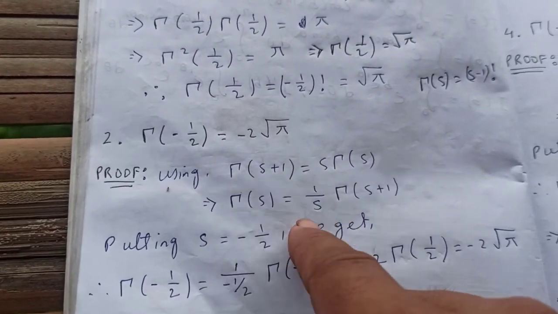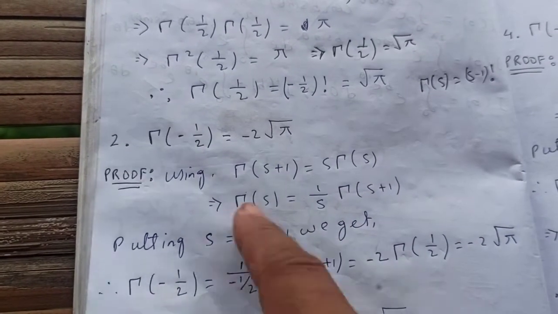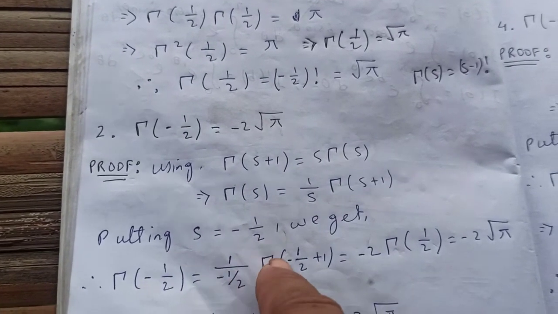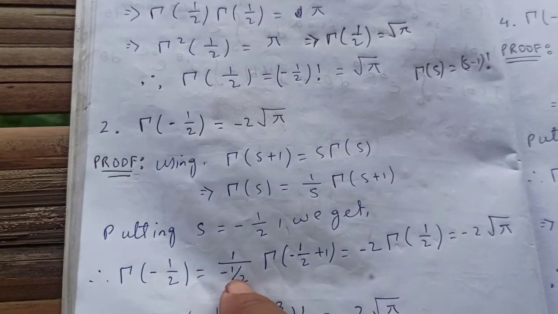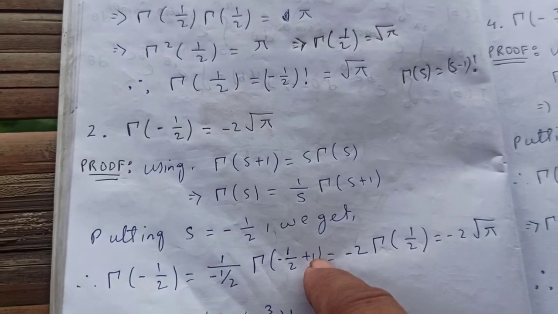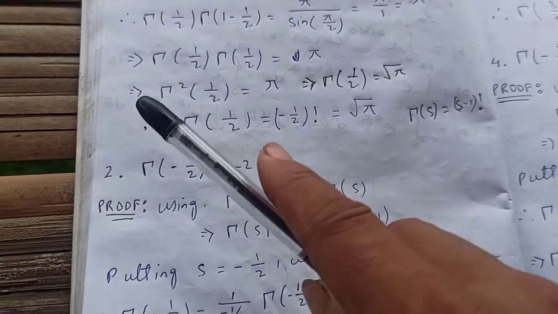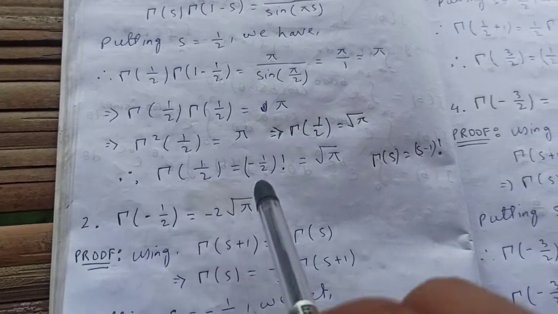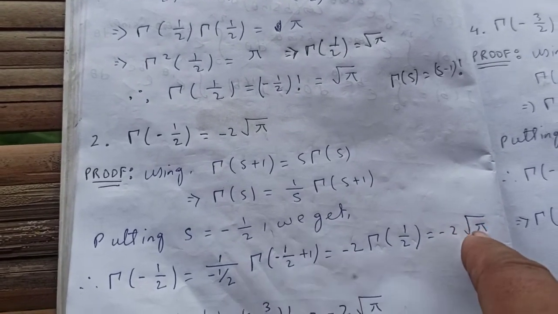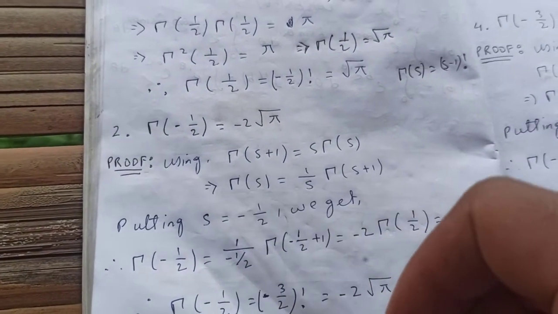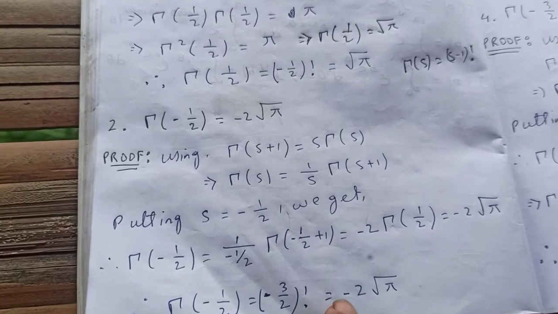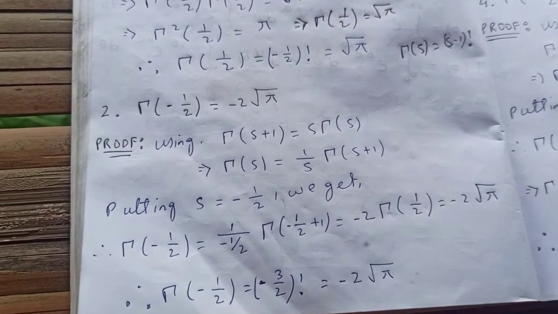Then you get gamma s is 1 over s times gamma of s plus 1. Now putting s equal to negative half, we get gamma of negative half equal to 1 over negative half times gamma of negative half plus 1. This is nothing but negative 2, and negative half plus 1 is half. So gamma of half, which we have already evaluated, is the square root of pi. Therefore, you get negative 2 times the square root of pi. In terms of factorial, it is negative 3 by 2 factorial, which is negative 2 times the square root of pi.